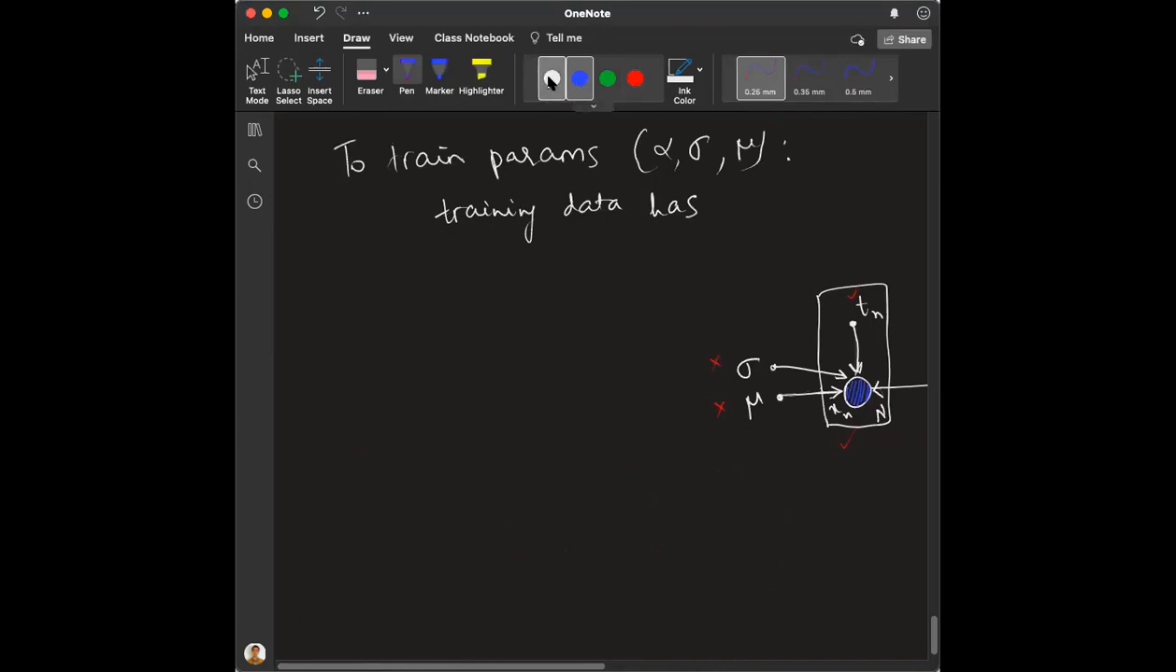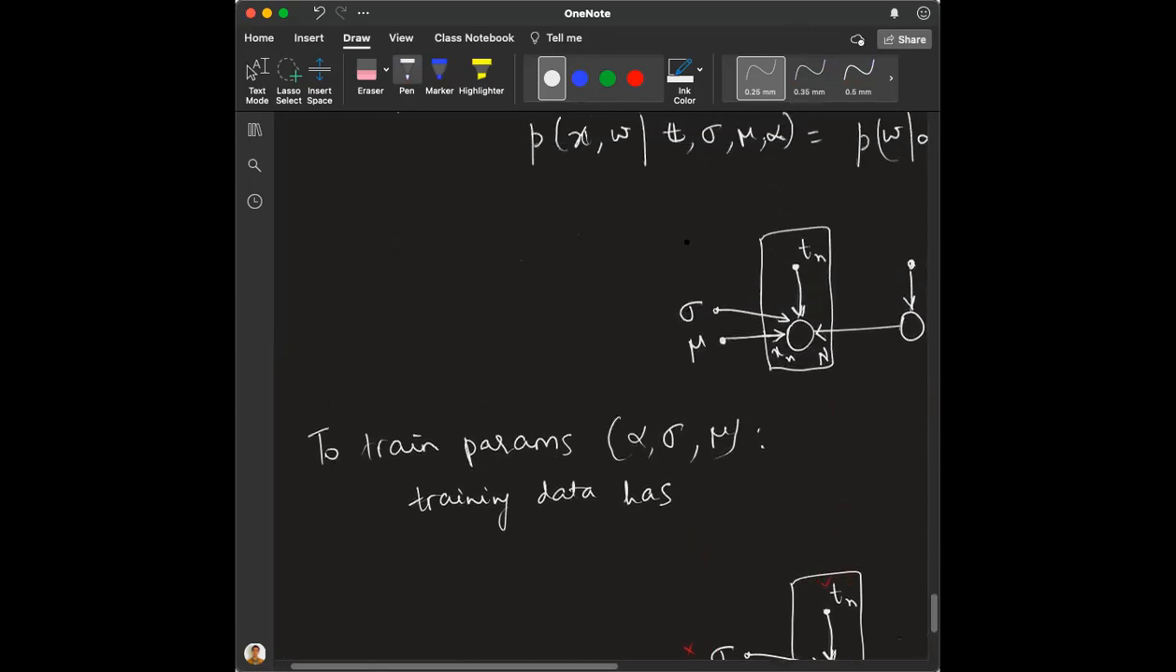Sir, yes sir, I have a doubt. Like we have Tn and we have Xn. So as you said, Tn is observed values. So what is the definition of Xn here?